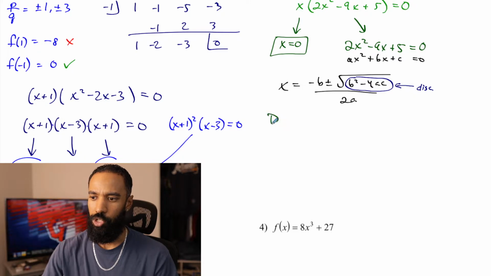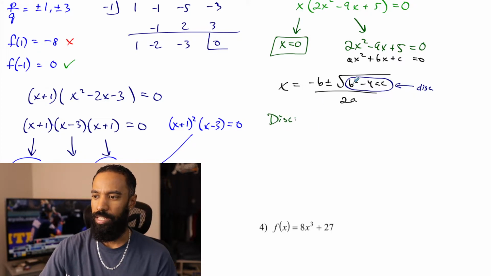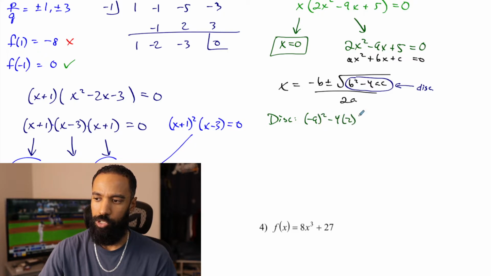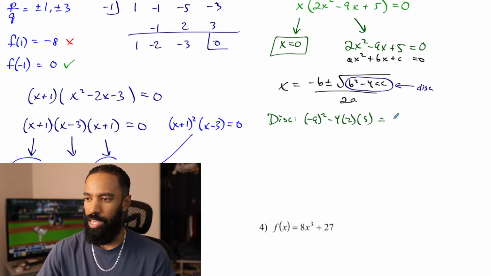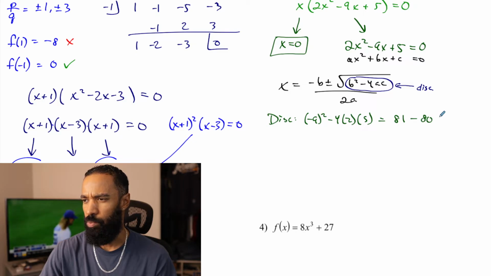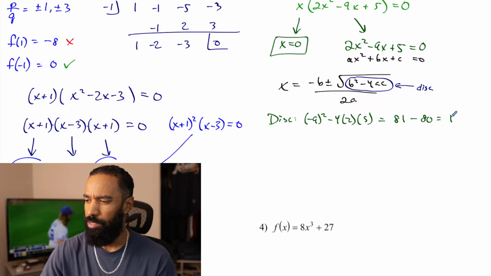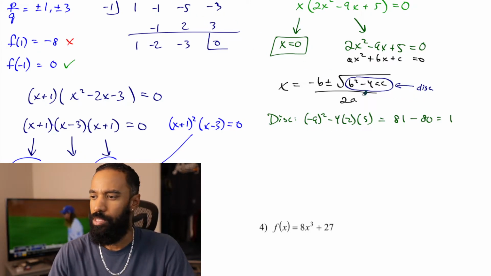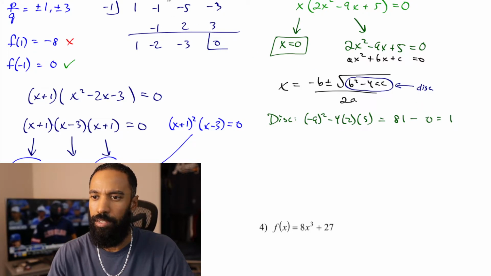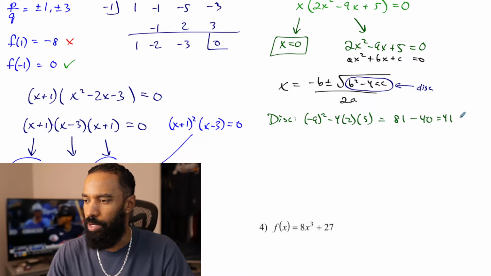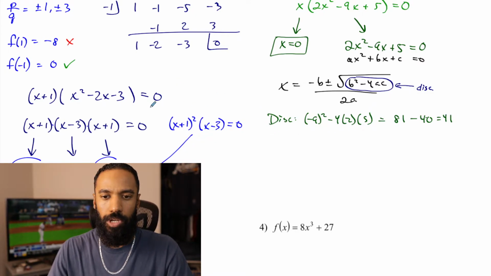So if I just start with the discriminant right here, I'm going to get b squared minus 4ac, which is negative 9 squared minus 4 times 2 times 5, which is 81 minus, oh, I'm sorry, minus 40. I was thinking 8 times 2 in my head. Minus 40, which is 41. Okay, so my discriminant is 41.